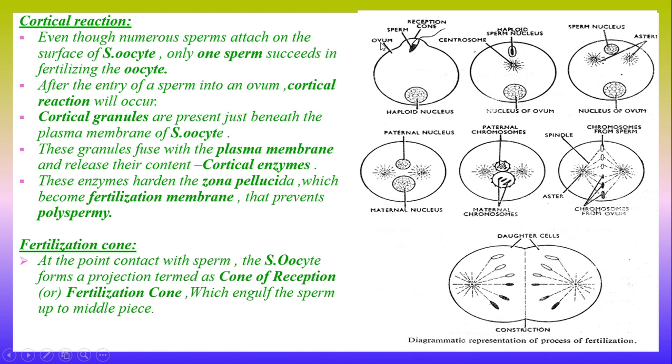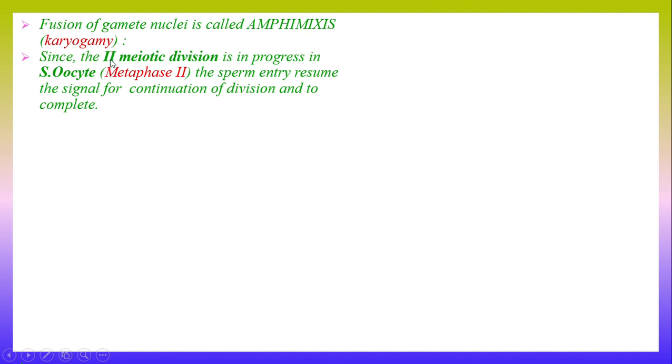இந்த cone form ஆகி எதை மட்டும் தான் engulf பண்ணுது? Middle and head piece மட்டும் தான் உள்ள allow பண்ணும். Tail piece may remain outside. Okay. இங்க பாரு, fusion of gametes is called amphimixis. இப்ப sperm உள்ள வந்துருச்சு. sperm உள்ள வந்த உடனே sperm ஓட ஹெட்ல என்ன இருக்கு? sperm ஓட ஹெட்ல nucleus. And the sperm ஓட nucleus is called sperm pronucleus. அதே போல egg-ல egg pronucleus சொல்லுவாங்க.